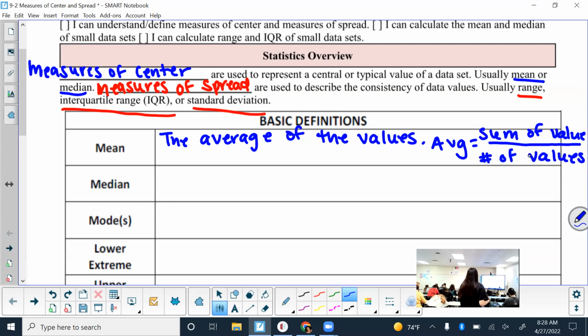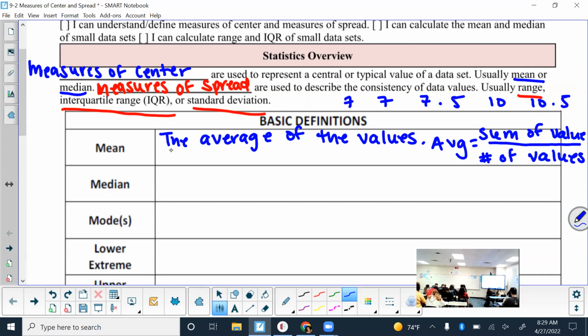Say I was taking a survey of your shoe sizes and I listed them up here: 7, 7, 7.5, 10, 10.5. I would add all those numbers together and then divide by however many numbers I added together. That's 1, 2, 3, 4, 5 numbers. So we divide by 5.